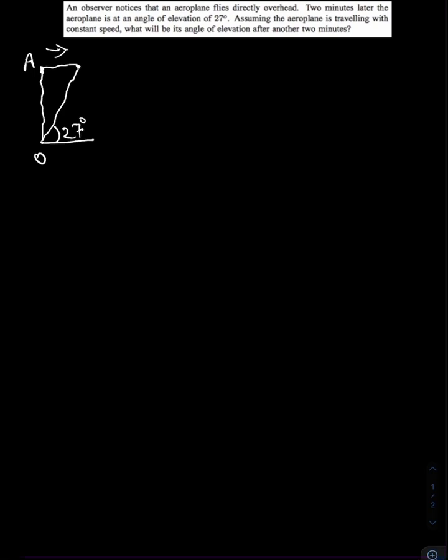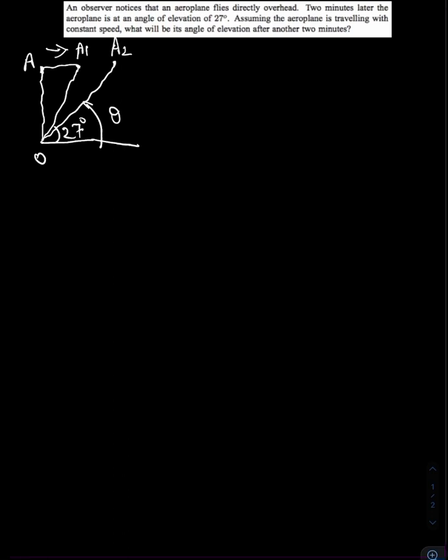Assuming the airplane is traveling with a constant speed, what will be its angle of elevation after another 2 minutes? After another 2 minutes, let's assume that the airplane would be here. Let's put this point as A1 and this as A2 for clarity. What would be the angle of elevation? So they're asking this angle. Let's put this angle as theta. We need to find theta.